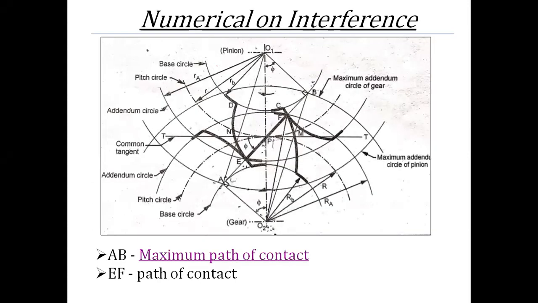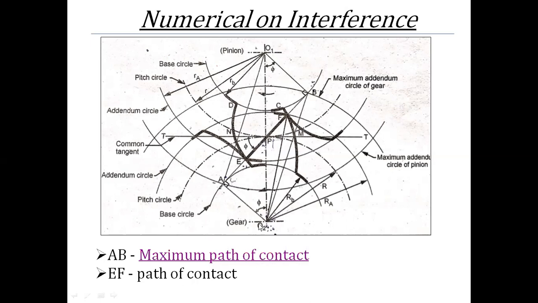See this figure we have already studied in the previous session. In brief, I will explain what interference is, so that we can understand the next thing, the conditions for avoiding the interference. See here, AB is the maximum path of contact, where EF is the path of contact only. FP is the path of approach and PE is the path of recess, when the pinion rotates in clockwise direction, at the same time the gear rotates in anti-clockwise direction.